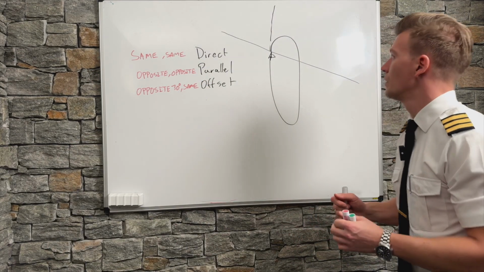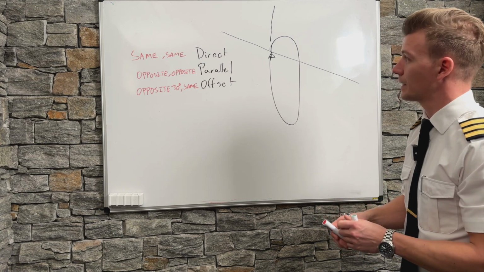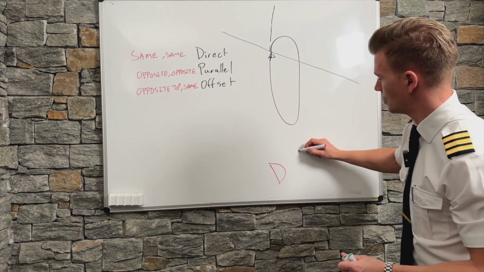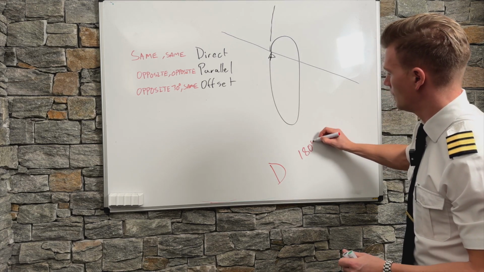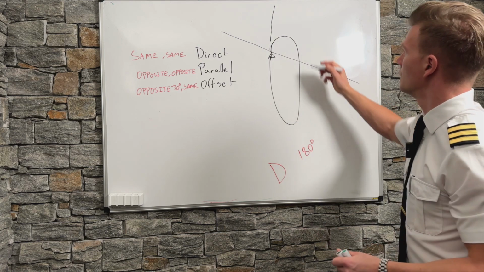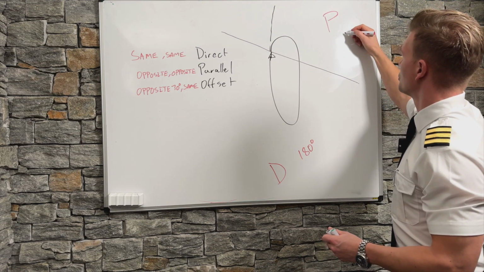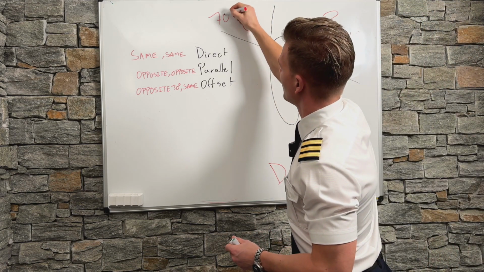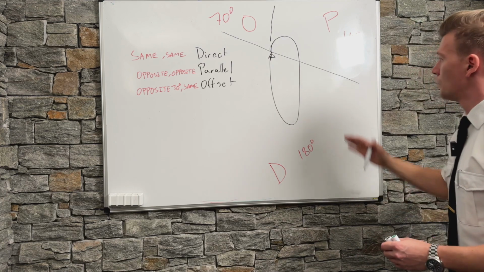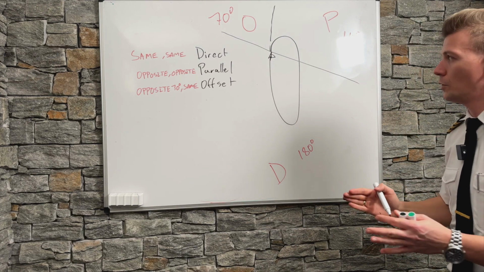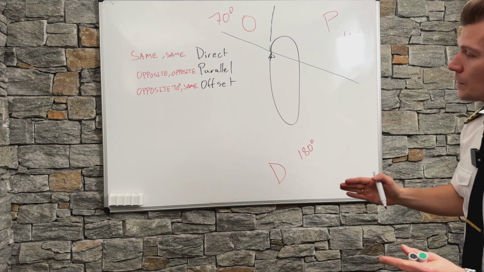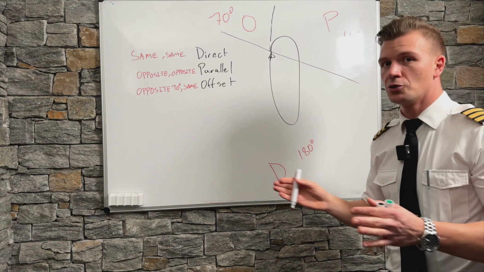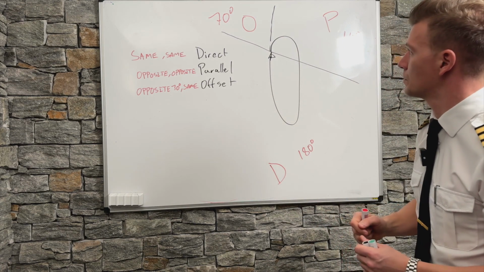Okay, so for the entries, we have 3 different sectors. We have the direct, which is 180 degrees, defined by this line. The parallel, which is 110 degrees, and the offset, which is a 70-degree sector. Between the sectors, we have a buffer of plus minus 5 degrees. So if you're just on the limit between an offset and a parallel, you can choose when you're within the plus minus 5 degrees between.